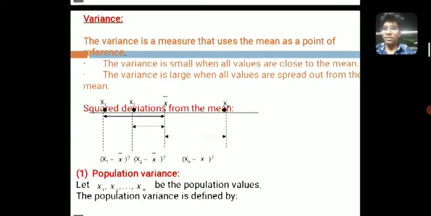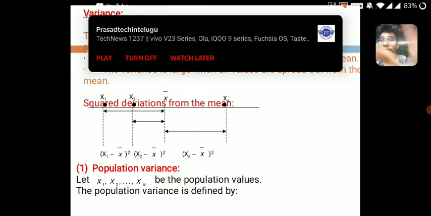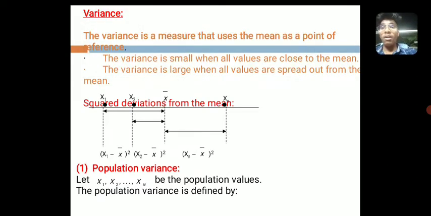Next, coming to our main topic, variance. The variance is a measure that uses the mean as a point of reference. The variance is a smaller value when all values are close to the mean. The variance is large when all values are spread out from the mean.